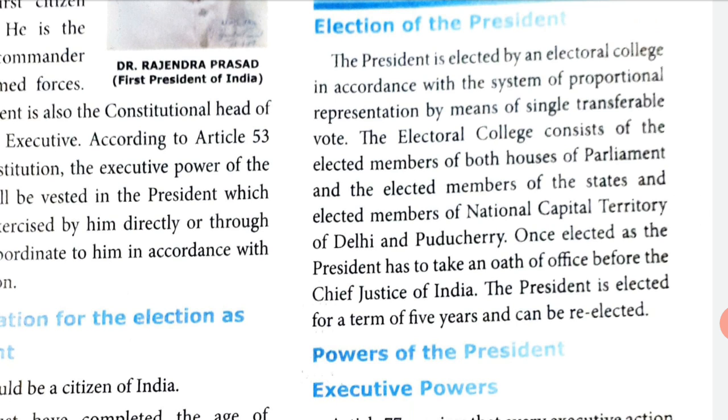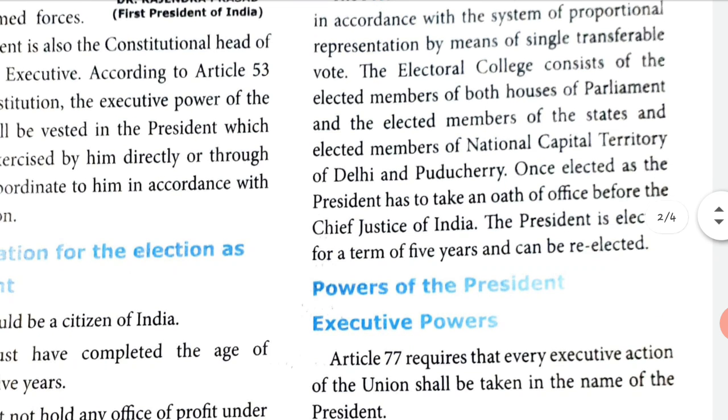The members will be there. And then elected members of the states. So each state will have a member elected. Those people will be there. And elected members of the National Capital Territory. So capital, we already know it is Delhi, and we have Puducherry also.